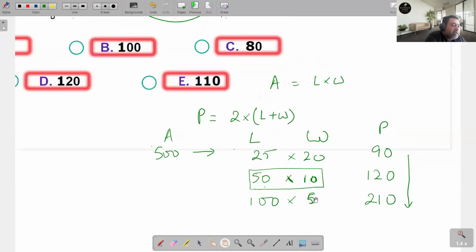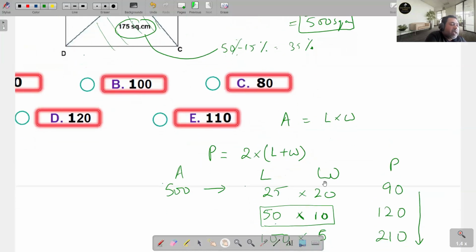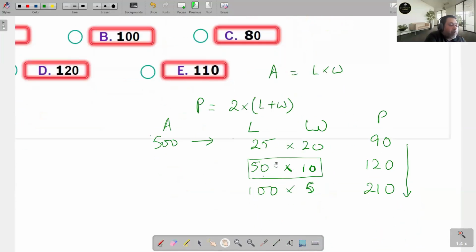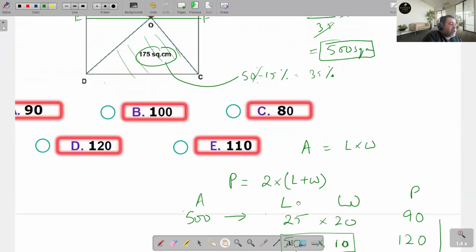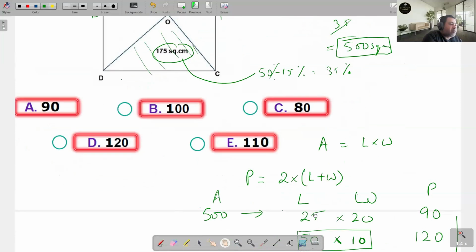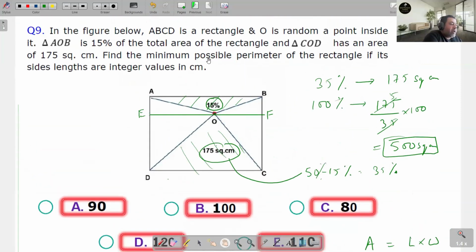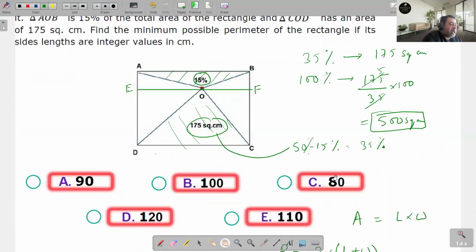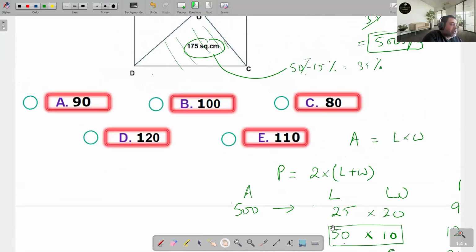So you see, the perimeter keeps on increasing as we make one side much larger and the other side smaller to have the same area. So when the side lengths are closer to each other, which means that the rectangle is more squarish, then the perimeter is least for a given area. Okay. So the answer over here in this case, because we are looking at the least possible perimeter of the rectangle, will be option A, which is 90.